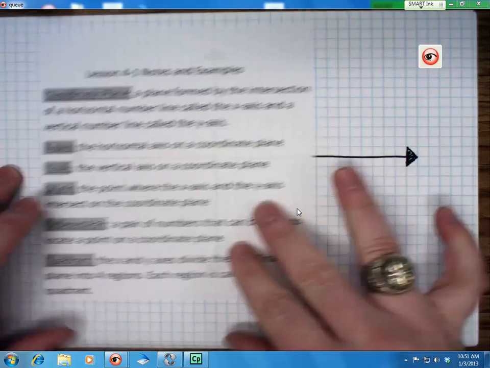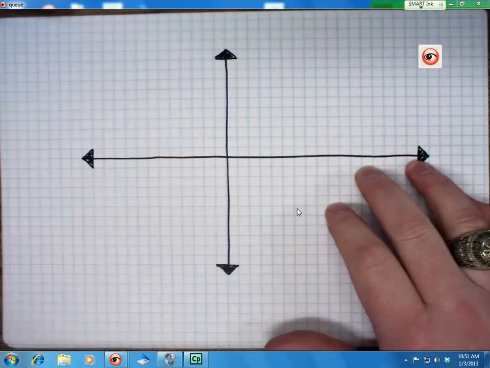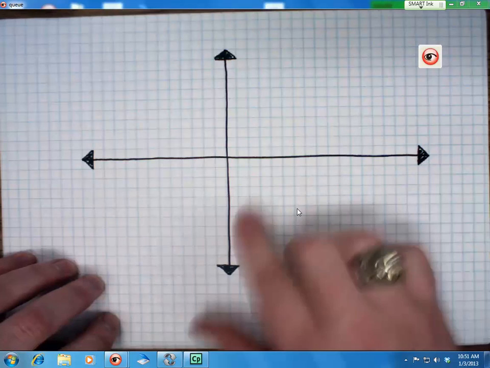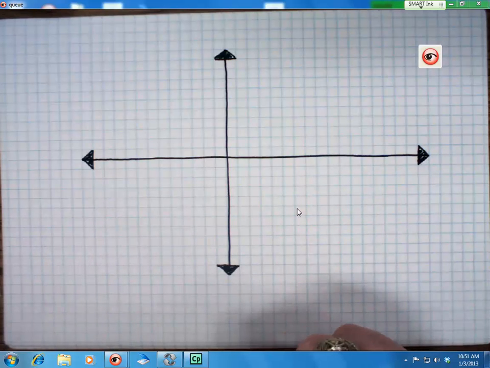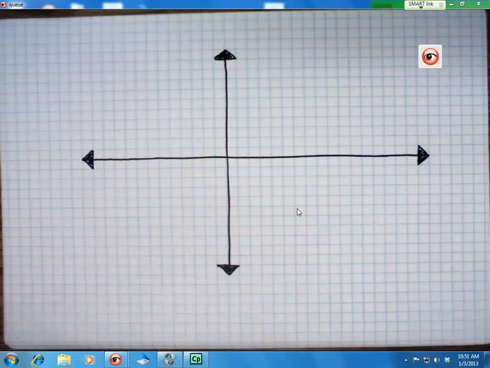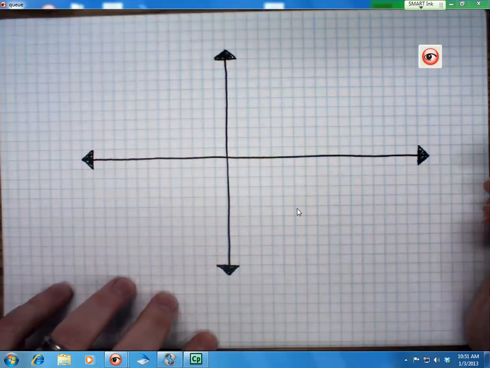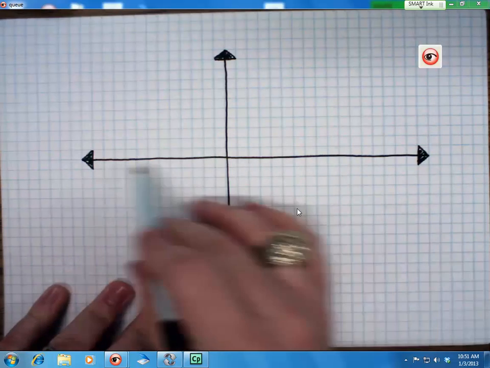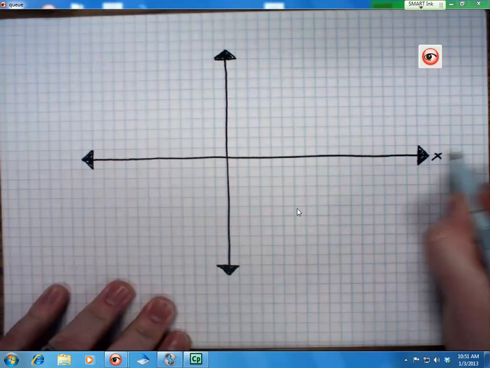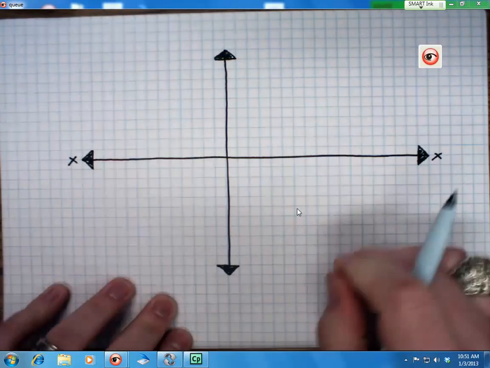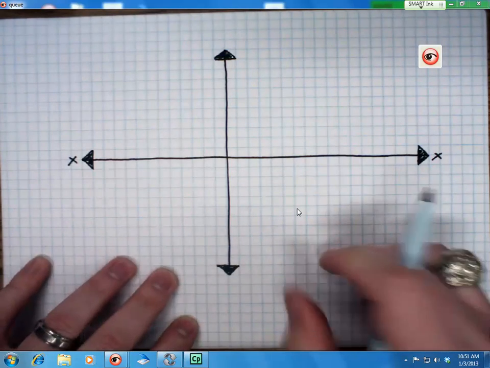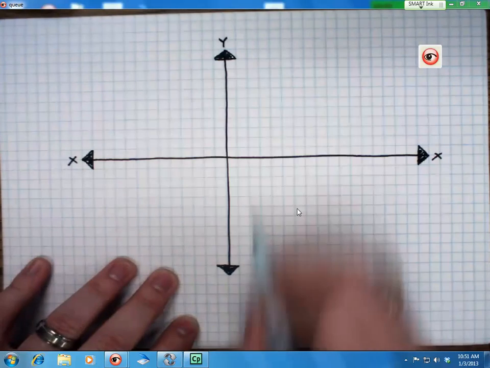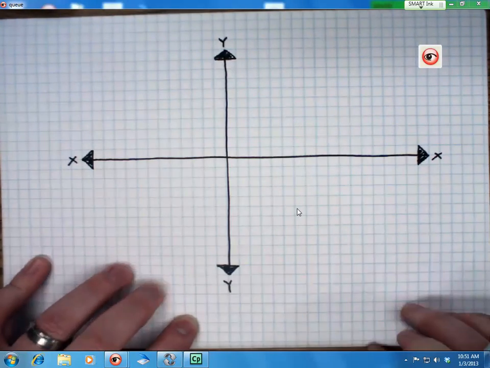So, let's take a look. Here is an example of a coordinate plane. Mine is not perfect, as you can tell, but that's okay. It will serve the purpose that we're looking for. Our next vocabulary word was x-axis. Remember, your x-axis is the horizontal axis, which is going to be this one right here that goes side to side. Okay? Our y-axis, the vertical axis, is this one right here. It's the one that goes up and down.